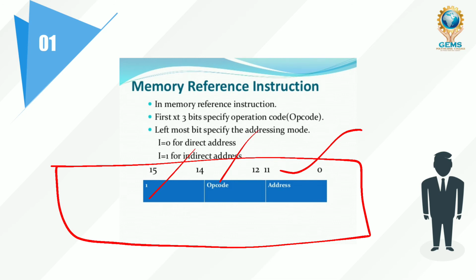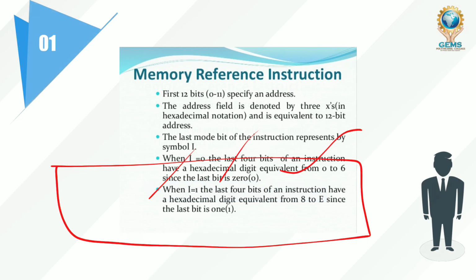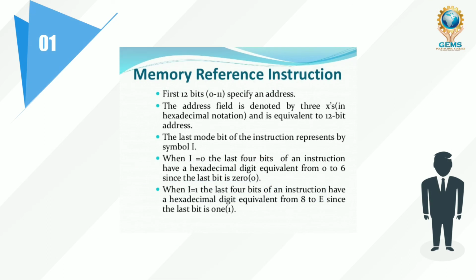So where will we get the address index? In a memory reference instruction, the first 12 bits, 0 to 11, specify an address. Address means where the data will be available: in secondary memory or primary memory, or a register or an input output device, wherever this operand is available. It is decided by the address. Address will mention the path. The address field is denoted by 3x in hexadecimal notation and is equivalent to a 12-bit address.